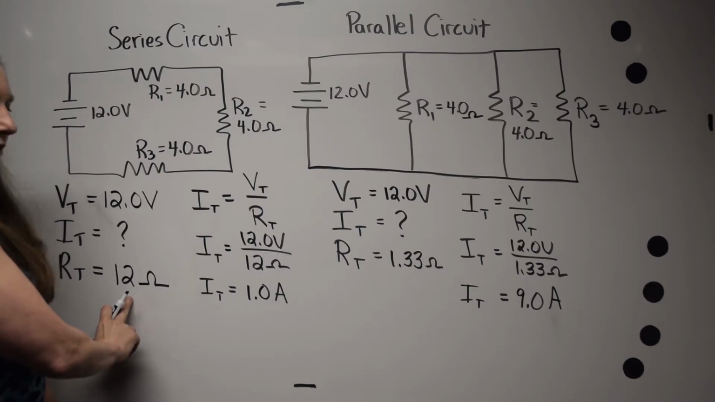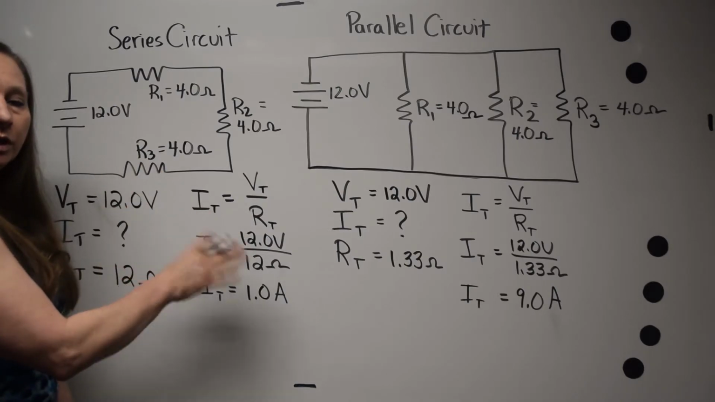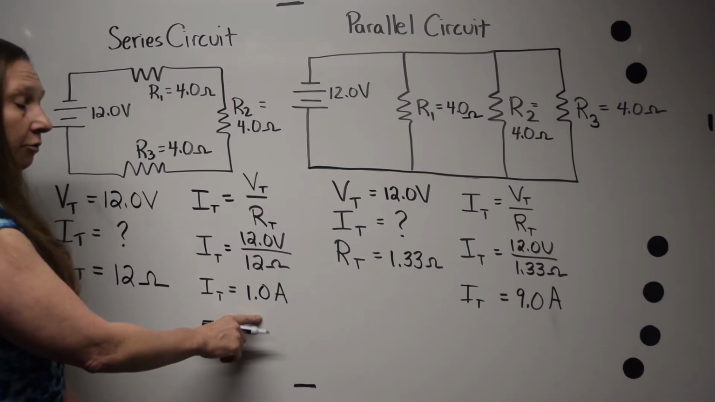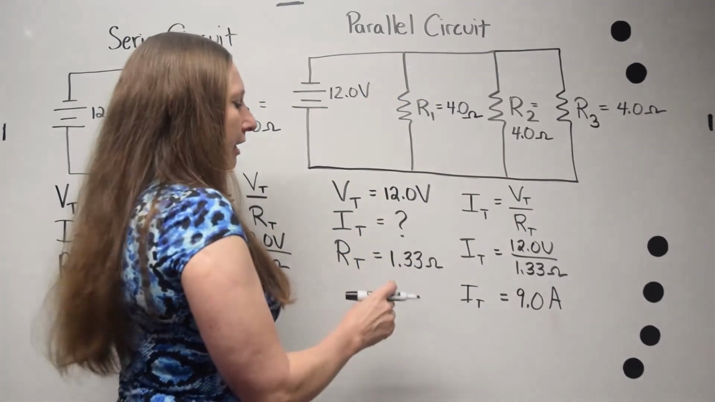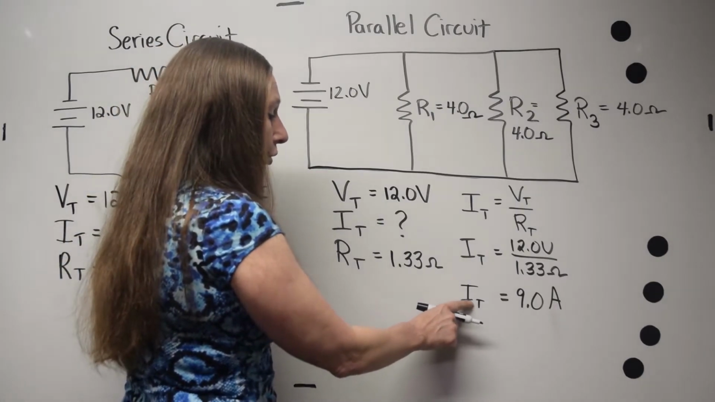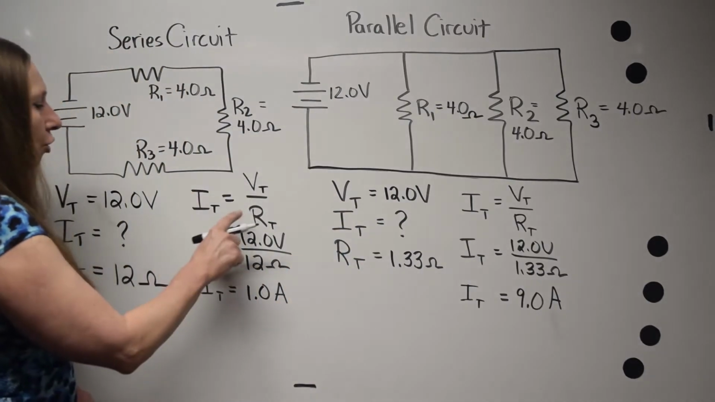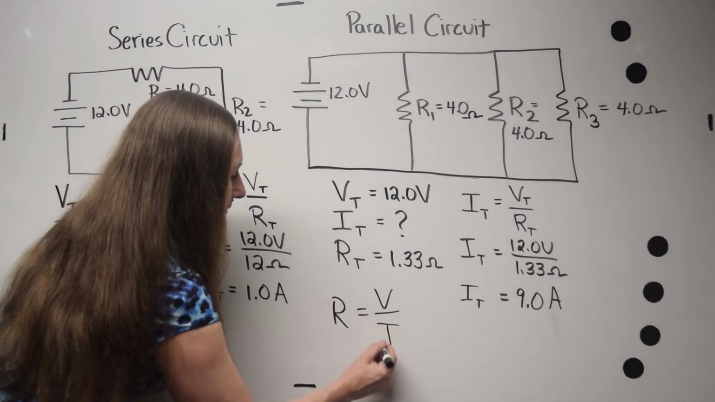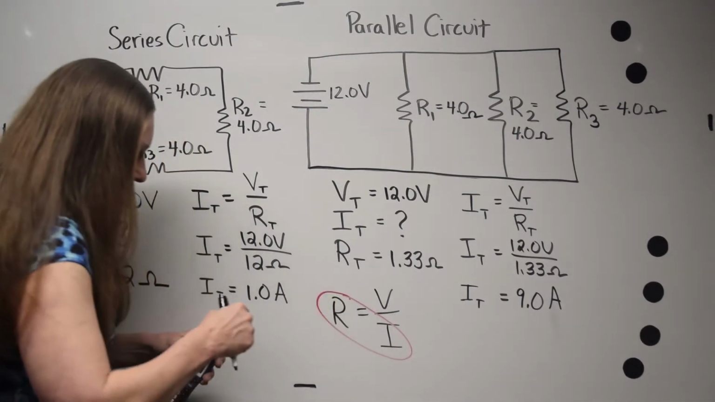a greater resistance and therefore a small current. Note that resistance and current are inversely related. So a larger resistance will give you a smaller current. Remember, we're dealing with all totals here. Notice that the parallel circuit gives you a smaller total resistance. Therefore, the total current is larger because current and resistance, according to Ohm's law, R equals V over I, are inversely related.